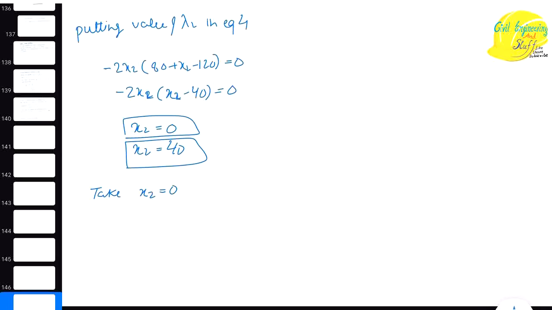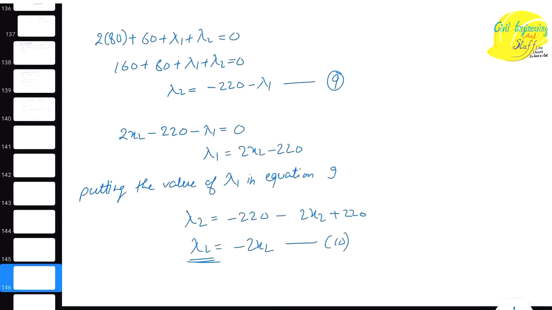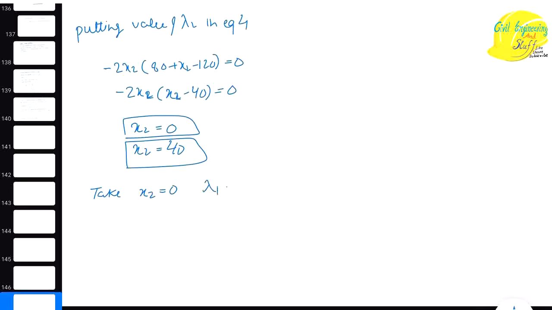Okay, so let us first of all take x2 equal to 0. So in the previous one we have the equation, that is lambda 1 equals to 2x2 minus 220. Okay, so taking x2 equal to 0, our lambda 1 is minus 220.